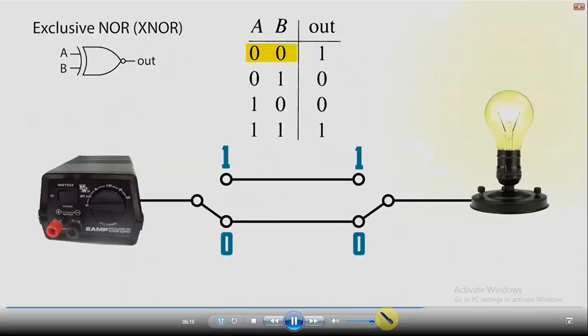We can use the three-way switch circuit we made in a previous episode to demonstrate the function of an Xnor gate. With both switches low, zeros, the light is on. Output is high, a 1. If both switches are high, 1s, the light is on. Output is high, a 1. If the switches are flipped opposite each other, the light is off.